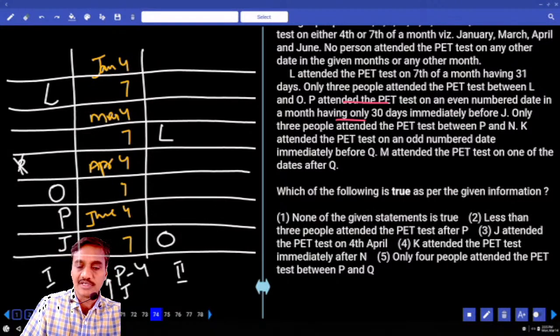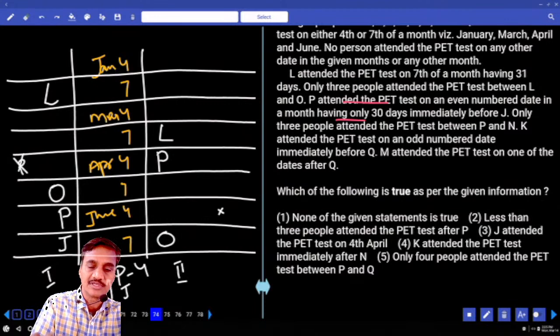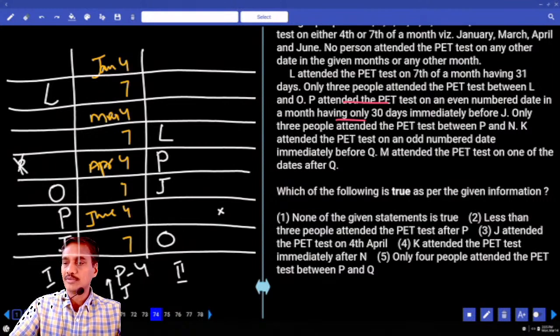And coming to the second case, P cannot be in the month of June, isn't it? Hence where should this be? P must be on April 4th and J must be on April 7th. Done with this? And next one, only 3 people between P and N.